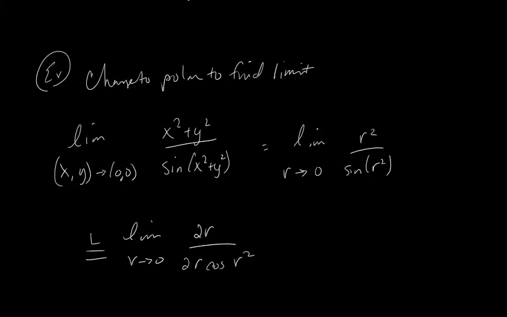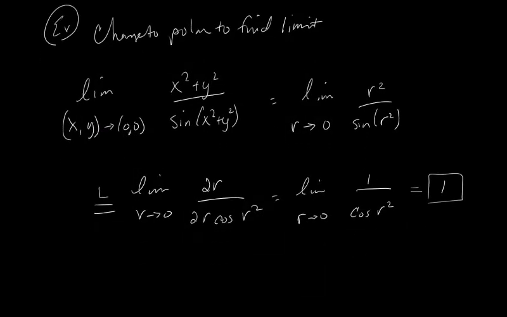All right, so that's going to be equal to the limit as r approaches 0 of 1 over cosine of r squared. And the limit as r approaches 0 of cosine of r squared is 1. 1 over 1 is equal to 1. So there we have found the limit very easily simply by changing the coordinates.